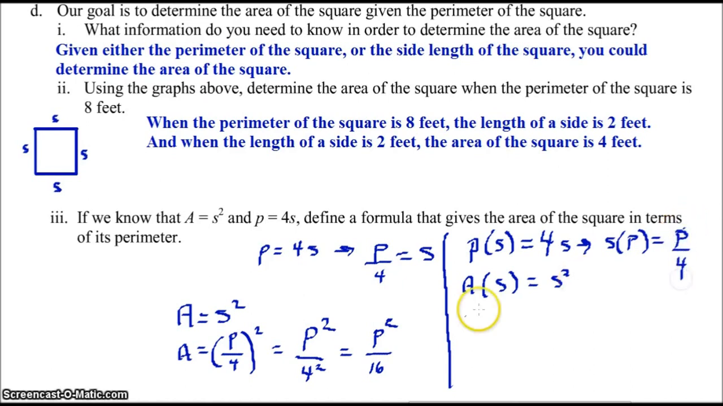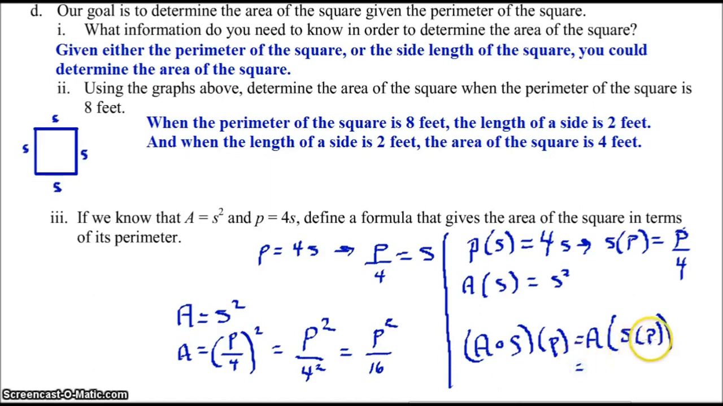And what I really want when we do this problem here is the composition of functions. It's A composed of S of P, or A of S of P, which means first find the output of S of P when P is the input, and that's P of 4. And then we plug that into the area function, A equals S squared, so that's P of 4 squared.